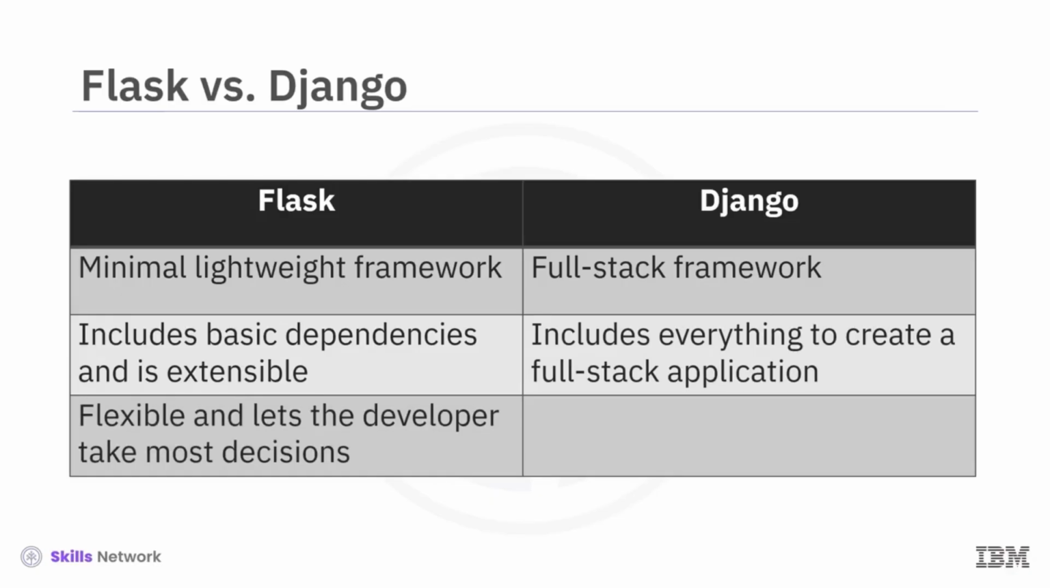Also, Flask is very flexible. You can add and remove pieces in a plug-and-play manner. On the other hand, Django is opinionated and makes most decisions for the developer so they can focus on the application's logic.